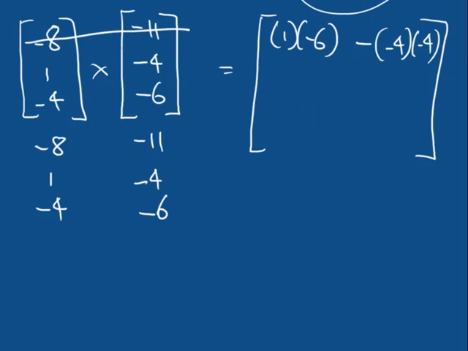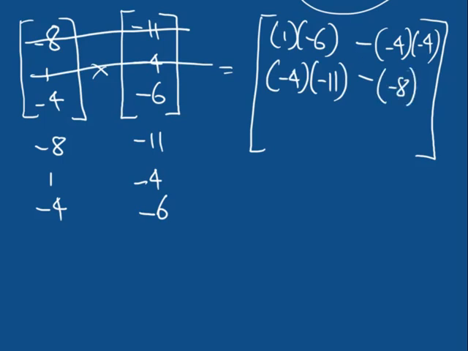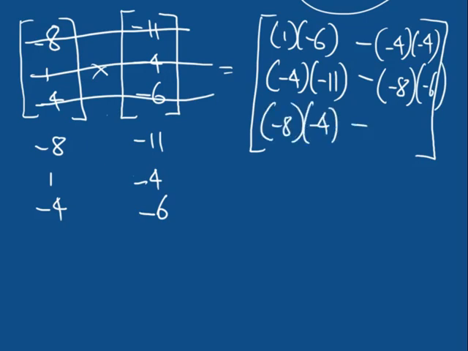Our second component, we take the second row of numbers here, put a cross through it. We're interested in the next two rows of numbers, and we follow that rule. Top left multiplied by bottom right, so minus 4 multiplied by minus 11, minus bottom left multiplied by top right, so minus 8 multiplied by minus 6. And then for our third component of the result, we put a cross through our third row, next two rows of numbers. Minus 8 multiplied by minus 4, minus 1 multiplied by minus 11.